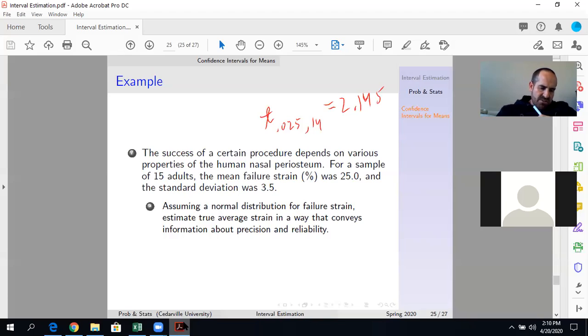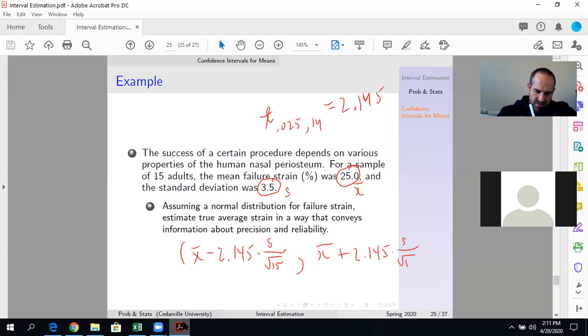Okay, and then to get the confidence interval, all I would do is go X bar minus this thing, 2.145, times the standard deviation, which is S. This is X bar right here. Times S divided by the square root of 15. And then I would go X bar plus 2.145 times S over the square root of 15. And that would be the 95% confidence interval.